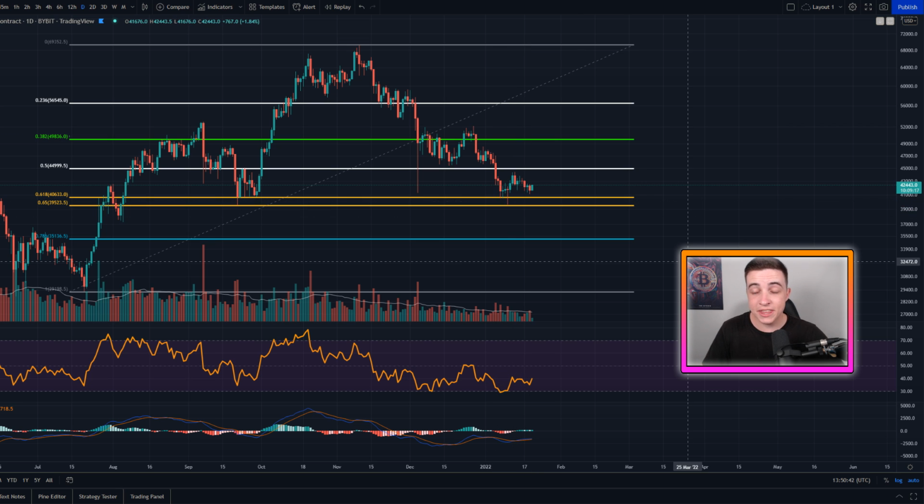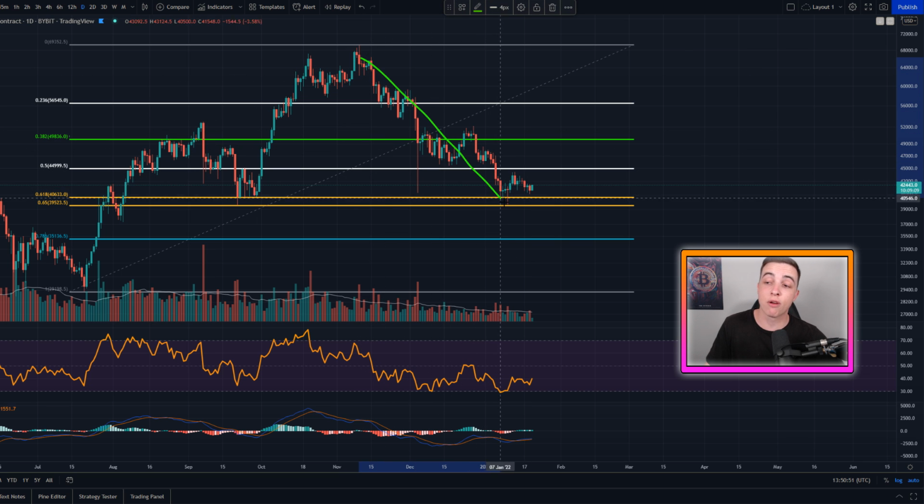And for any beginners out there, the reason why the golden pocket is so important is because that is the Fibonacci level that we most commonly see the price turn around at. So we usually see trend reversals after we see a bounce from the golden pocket.